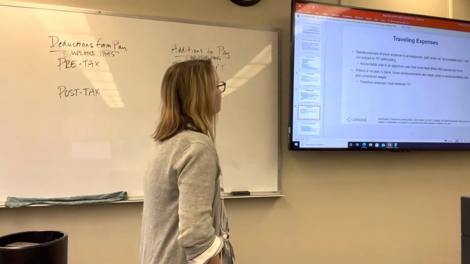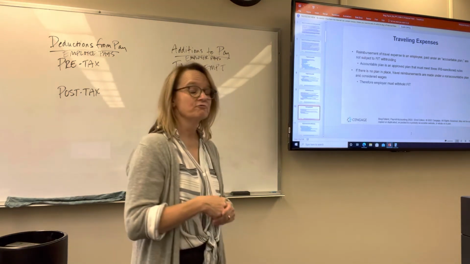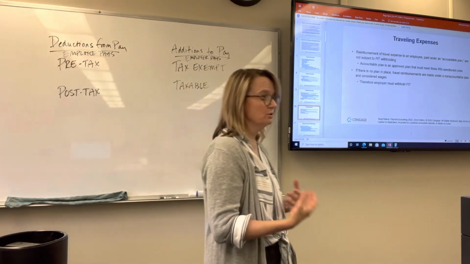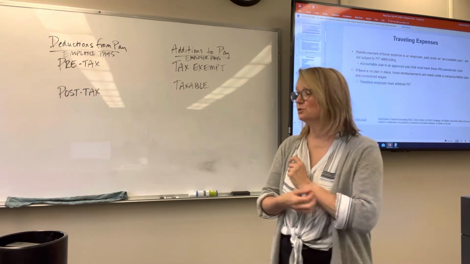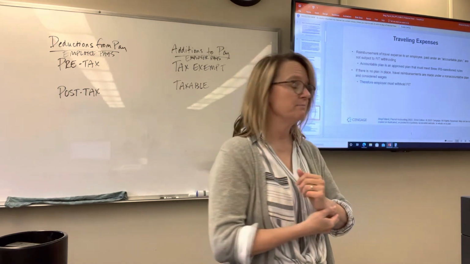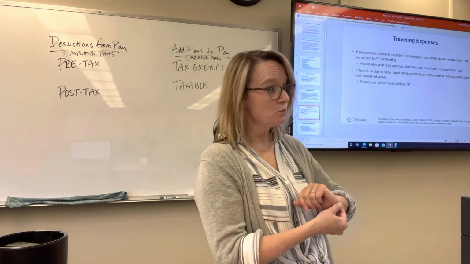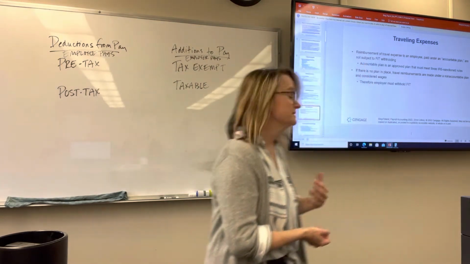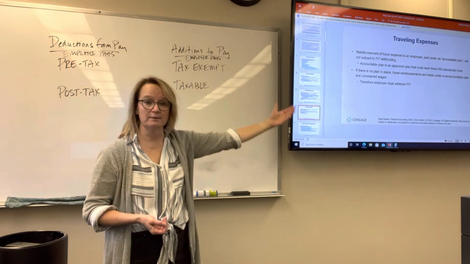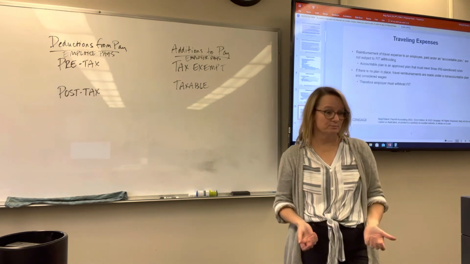So, travel expenses. If an employee gets reimbursed for travel expenses, an example of that would be your employer sends you to a conference in New Orleans, and they pay for your hotel, they pay for your transportation, they pay for your meals while you're there. That would be considered a tax exempt addition to pay. You're not going to pay tax on that as long as the employer has what's called an accountable plan.